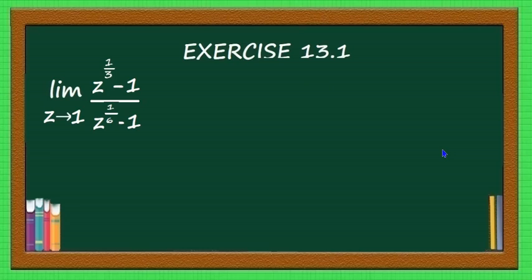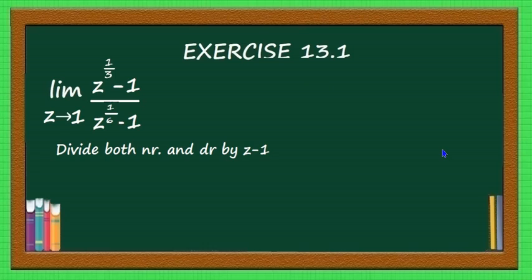Next problem is limit z tending to 1, z to the power 1 by 3 minus 1 divided by z to the power 1 by 6 minus 1. This is of the form x to the power n minus a power n divided by x minus a. It is possible to reduce to that form. And just put z equal to 1, you will get 0 by 0. You can clearly observe. That's why you divide both numerator and denominator by z minus 1.